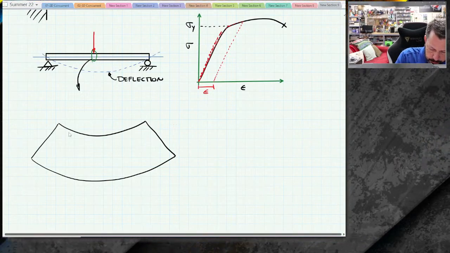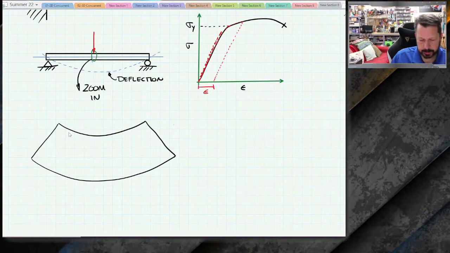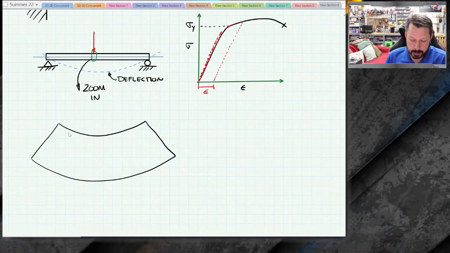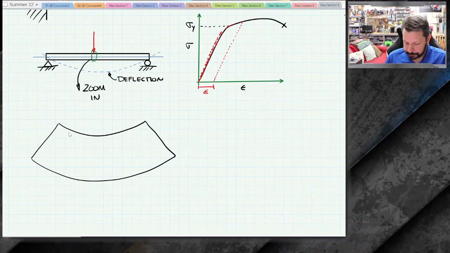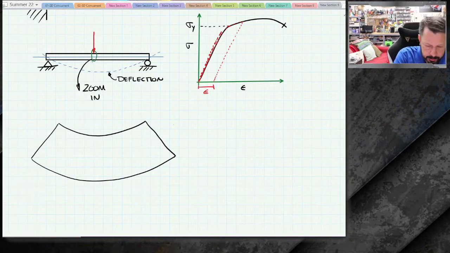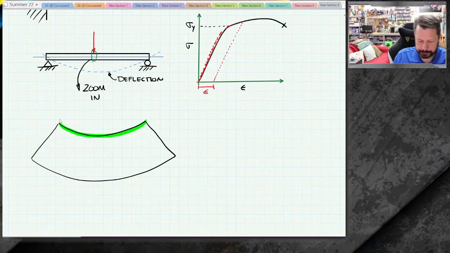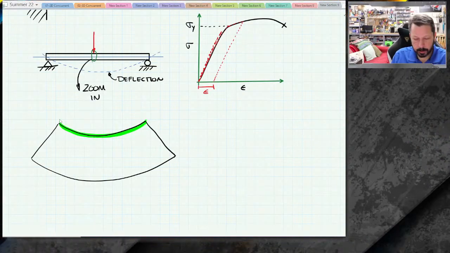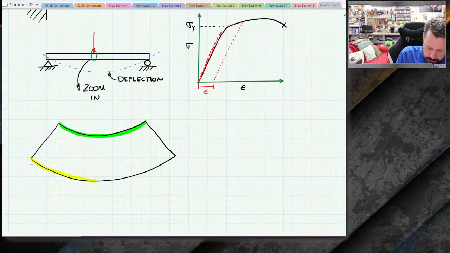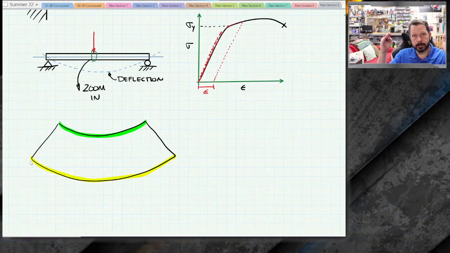So zoom in on that little narrow piece, and now it's like this. If I look at that, then looking at the top of it, right here, that's shorter than the bottom of it. Like I have stretched out the bottom and I've kind of compressed the top of it.